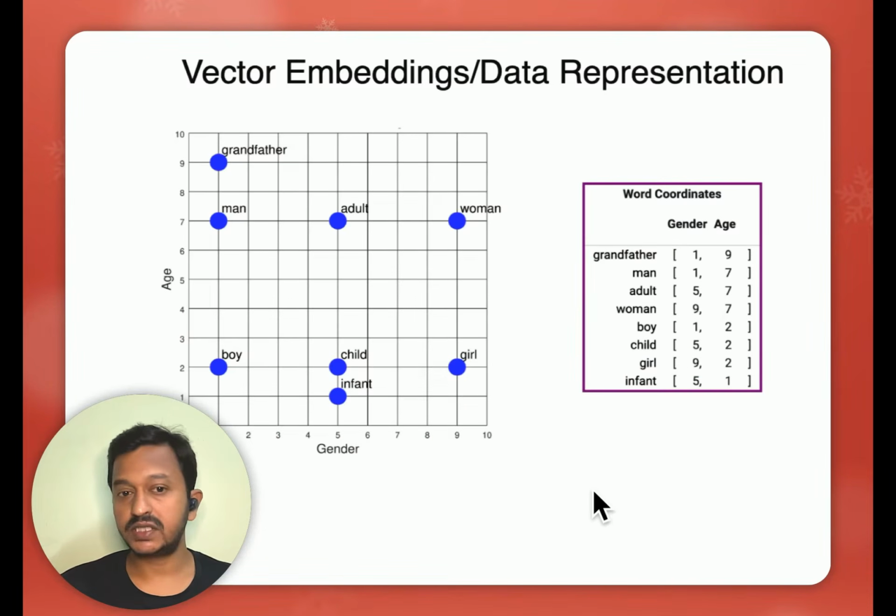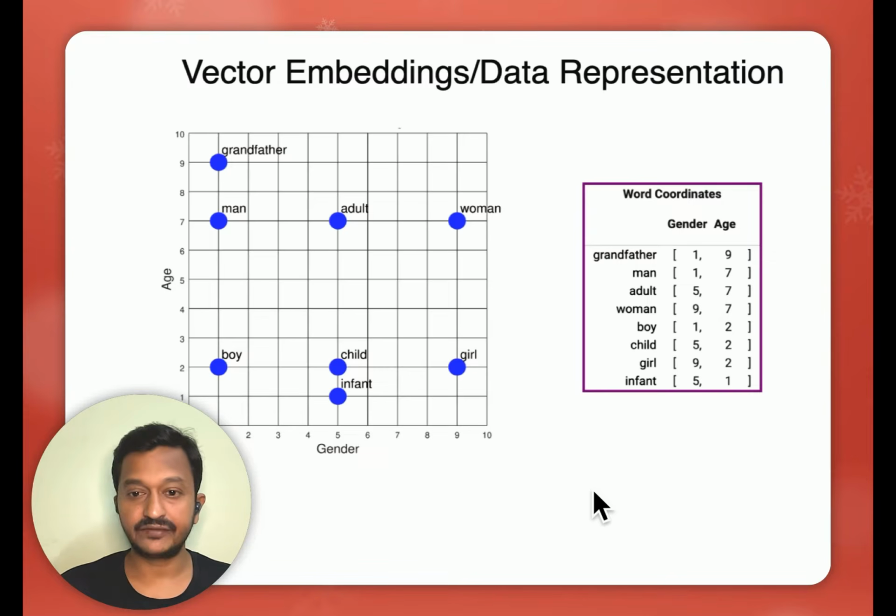Hey guys, it's very important to understand how vector embeddings or vector data is represented or stored in a vector database. As you can see, similar types of words or objects are stored closer to each other in a vector database. For example, grandfather, man, adult, woman, boy, child, infant, girl, all these examples are placed on an x-axis and y-axis, x-axis being gender and y-axis being age. Grandfather and man are placed together gender-wise, and infant and child are placed closer to each other because they have similar meaning.